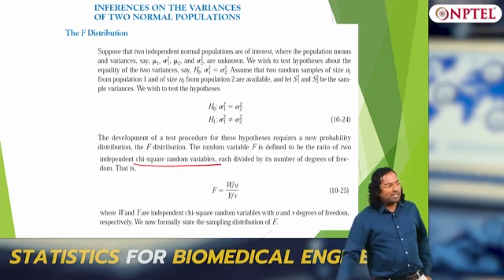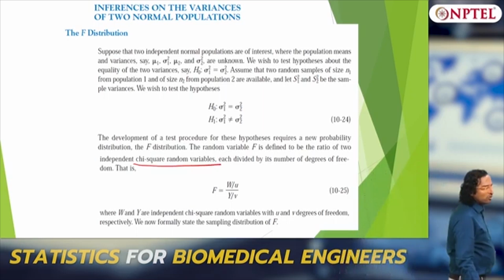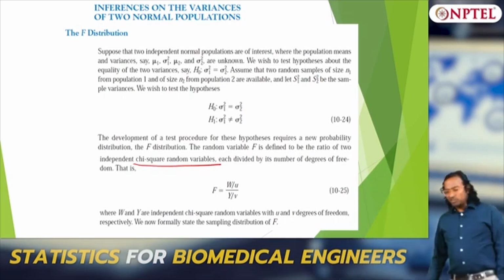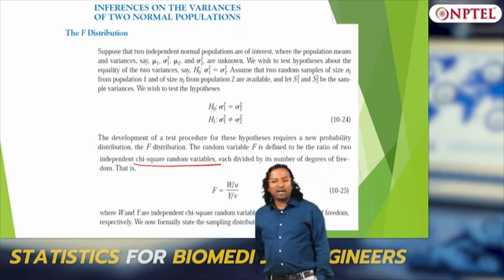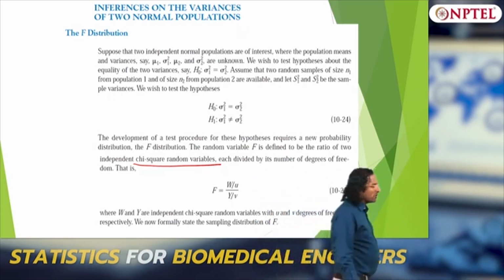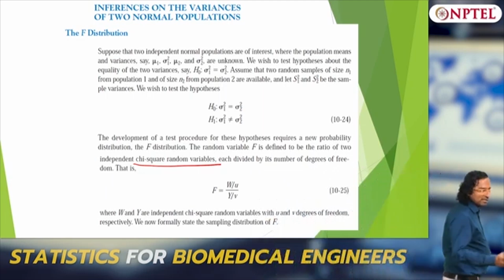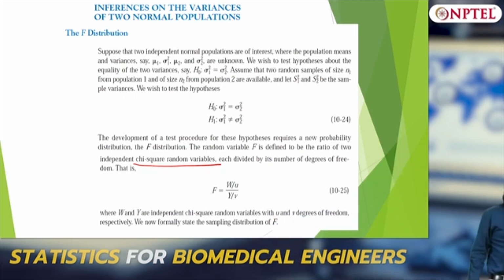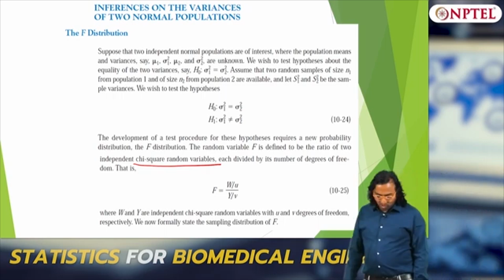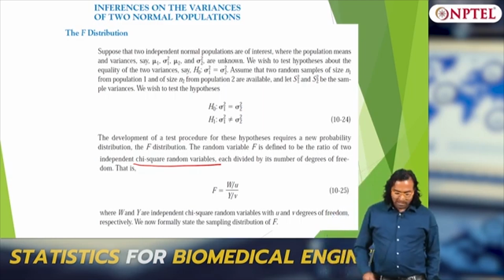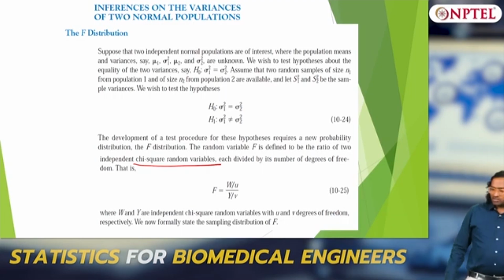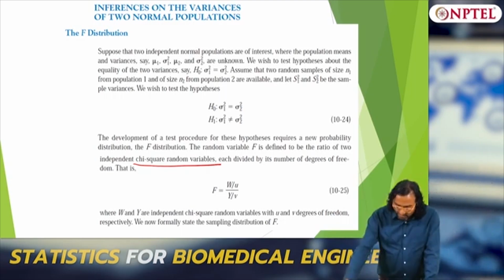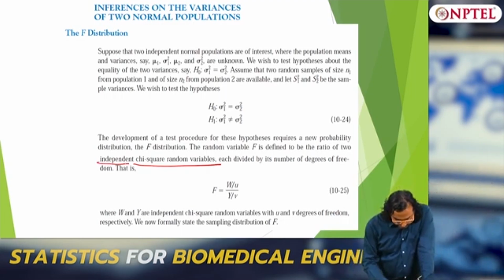F distribution is nothing but a ratio of 2 chi-square, and chi-square itself is nothing but what? It is a sum of squared normal random variables, that is, your sample variance follows a chi-square distribution. So here you are talking about the F distribution, which is a ratio of 2 chi-square distributions. Of course, you assume that they both are independent.